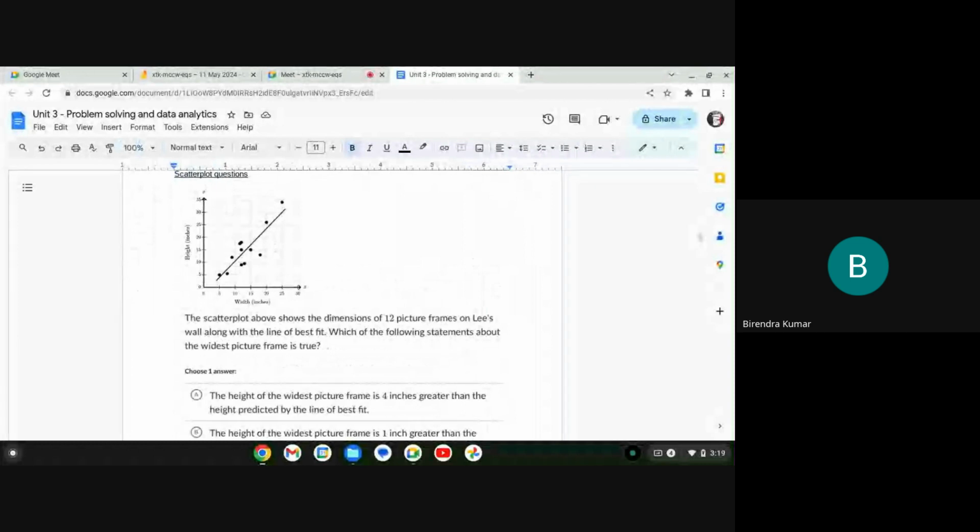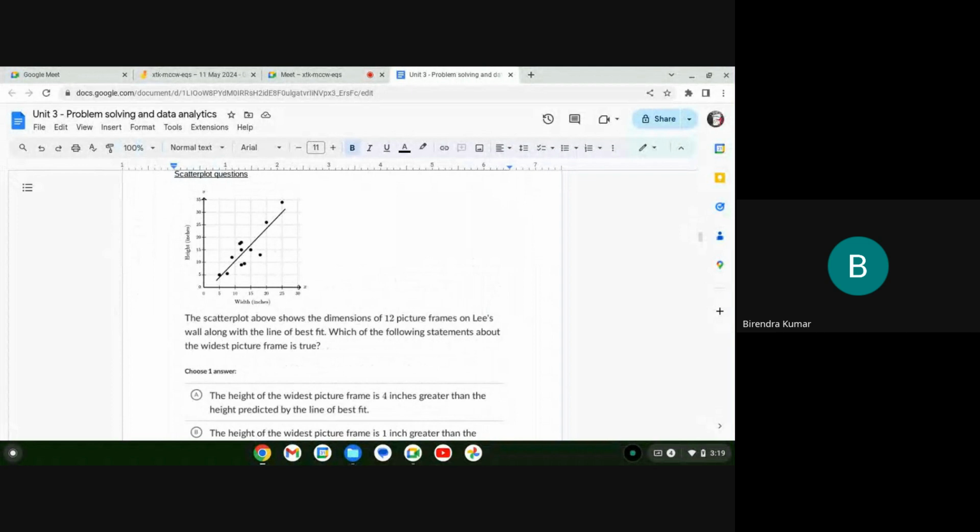First of all, we have to find out which one is the widest picture frame. Which dot is representing the widest picture frame? That's the one at the top right, because that is where the width is maximum, correct? It's 20, no, it's 25, not 20. So now we have recognized which dot they are talking about.